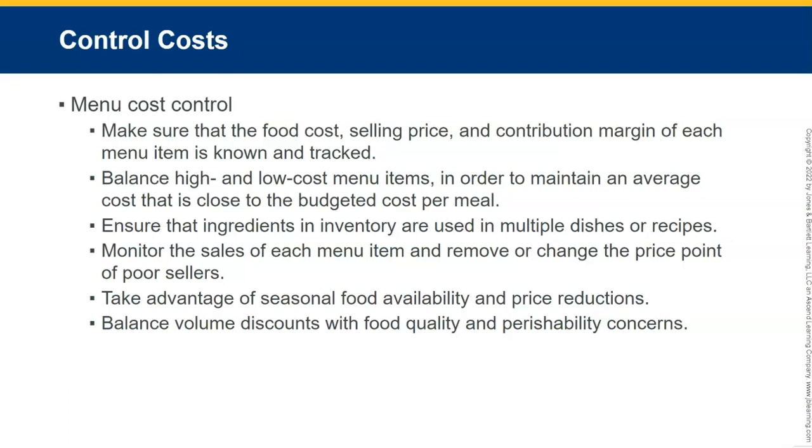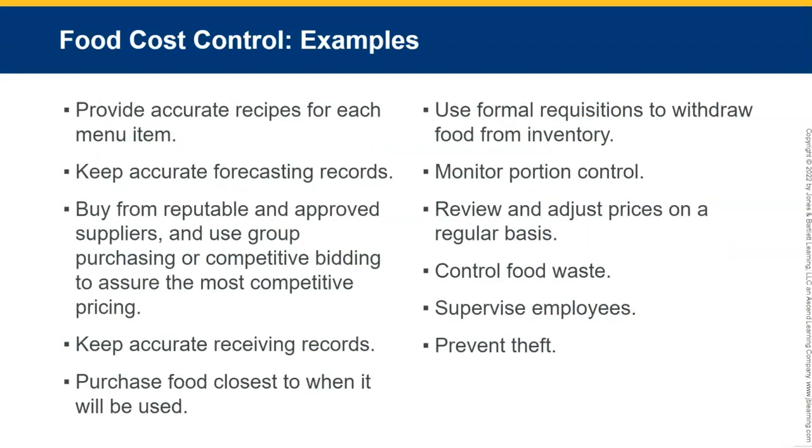Ensure the ingredients and inventory are used in multiple dishes or recipes. Monitor the sales of each menu item and remove or change the price point of poor sellers. Take advantage of seasonal food availability and price reductions, and then balance volume discounts with food quality and perishability concerns. These are some examples of food cost control, so providing accurate recipes for each menu item.